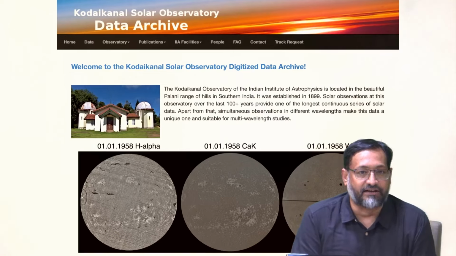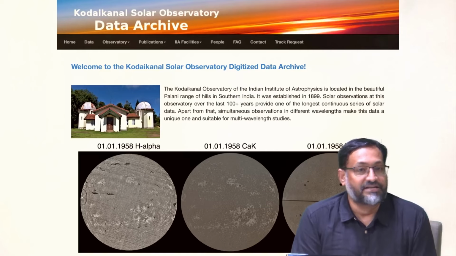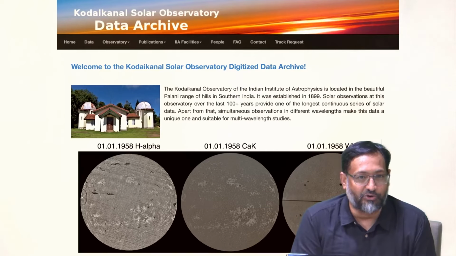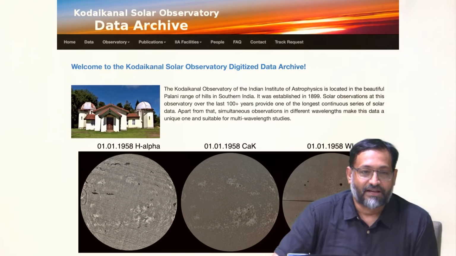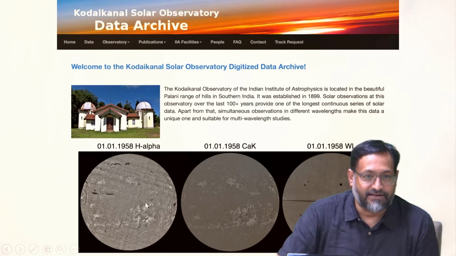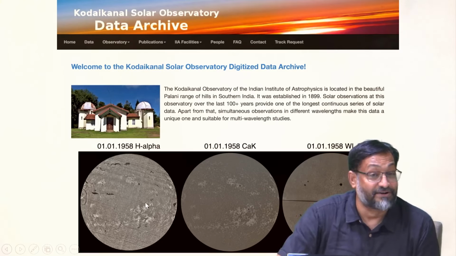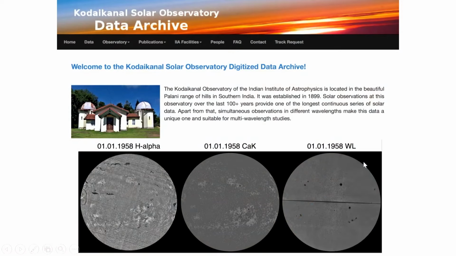What we have done recently is that we have now digitized all these images. I'm showing you one example of 1st January 1958, the sun observed in multiple different wavelengths. This is white light, which is looking at the photosphere, and this one we call calcium K. This is about 1,000 kilometers in the atmosphere of the sun. And this is another filter called H alpha, which looks at about 1,200 to 1,300 kilometers on the surface of the sun. We do have multi-wavelength data for the last 100 years.